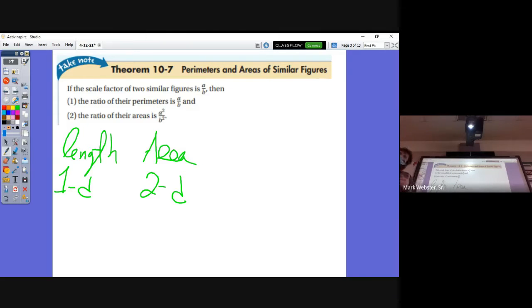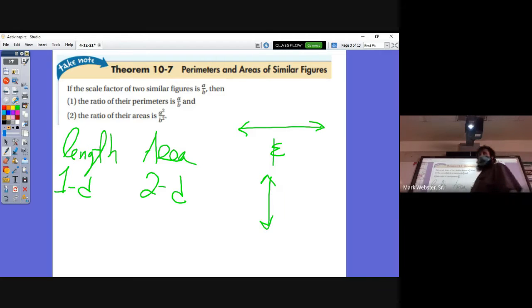That is to say, if we are taking a similar figure and moving from the small one to the big one, we're changing in two dimensions. We're changing length, but that means we're also changing width, right? We're changing two things at the same time. Since we're changing two things at the same time, we're changing it this way and this way.